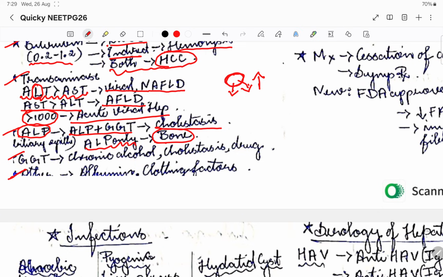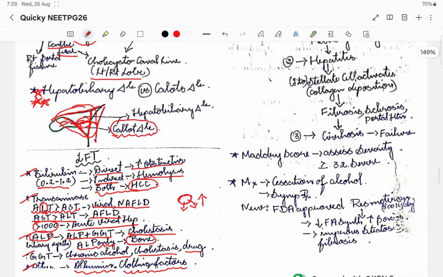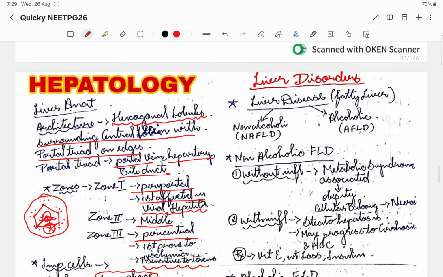Coming to GGT, in chronic alcoholics GGT will be raised, and also in cholestasis, as we discussed, and in some drug toxicity GGT will be raised. The other functions that we see with respect to the liver are the production of albumin and clotting factors. So we see whether albumin is low and clotting factors are low with respect to the functioning of the liver.